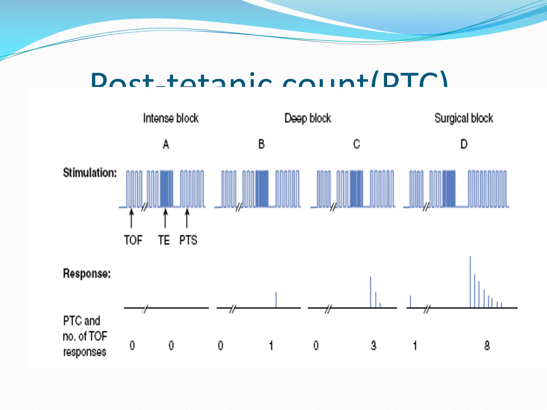This diagram shows the post-tetanic count and post a train of four. Here, this is intense block, so there is no train of four response at all. But we give a tetany at 50 Hertz for 5 seconds. Later on, 3 seconds later, we give a single twitch and we count them. During intense block, the post-tetanic count is 0.